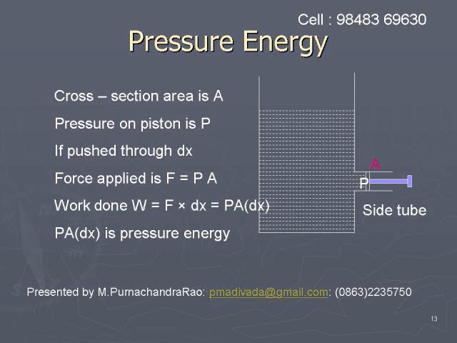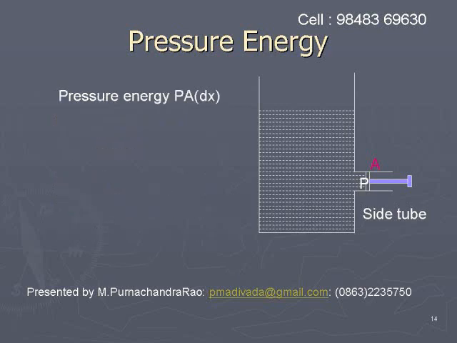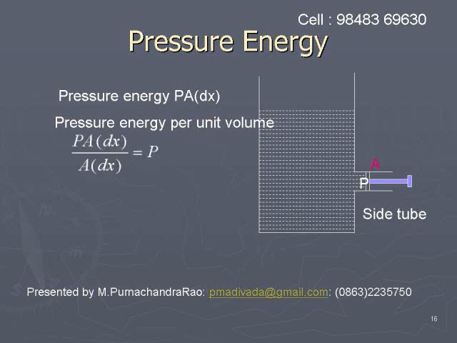Applying a pressure P, if the piston is moved inside by a distance dx, we know that the area of cross section of this side tube is A. Hence, the volume of the liquid pushed inside is A dx, and its mass is A dx rho, where rho is the density of the liquid. Sometimes we understand the pressure energy with pressure or pressure by density. We can derive this relation like this.